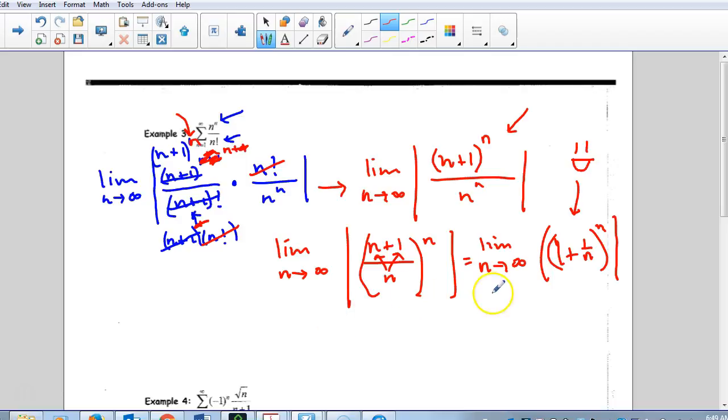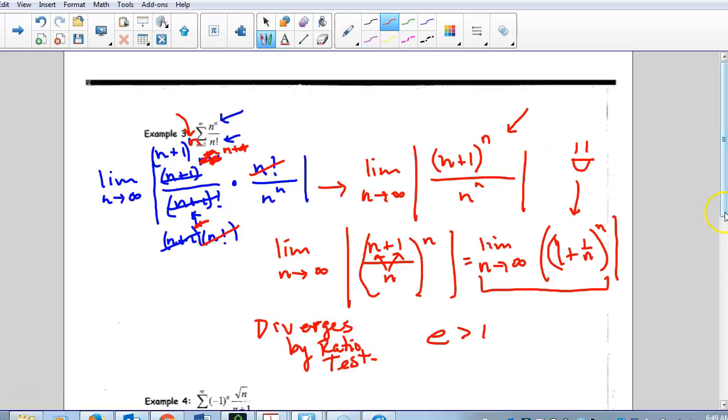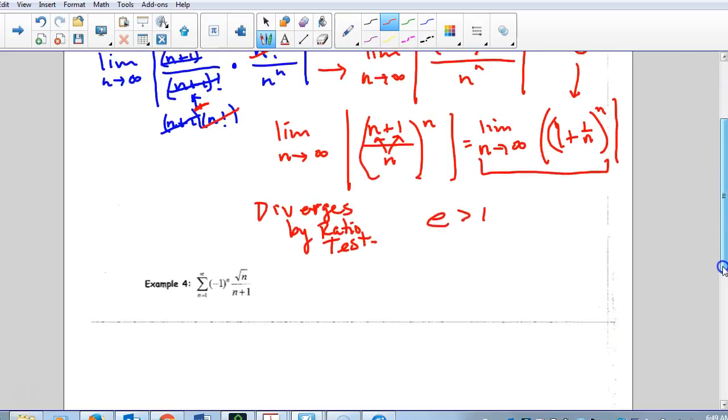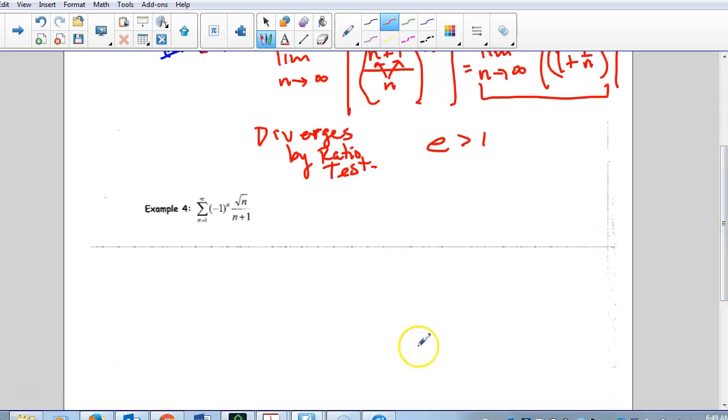So if you look at that, you're going to say, whoa, this is the definition of e. And e is greater than 1. Therefore, this diverges by the ratio test. Exciting. See all that e stuff that we did? e is just, I have got to get that tattooed somewhere. All right, check out the next one.